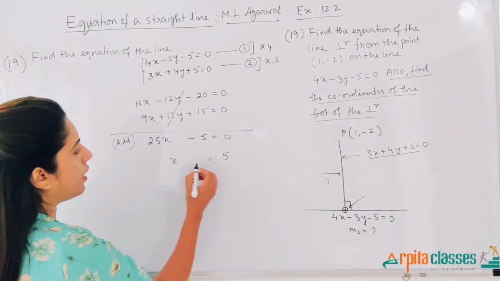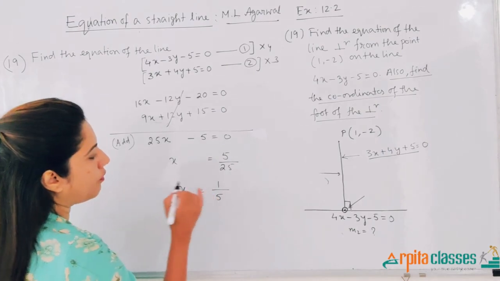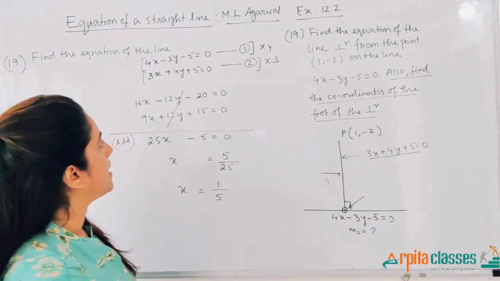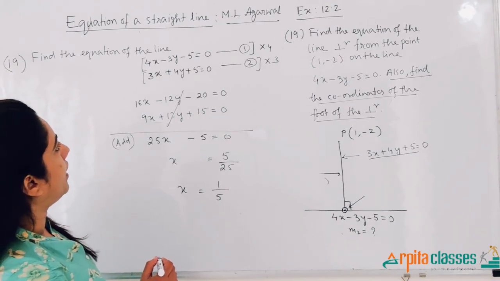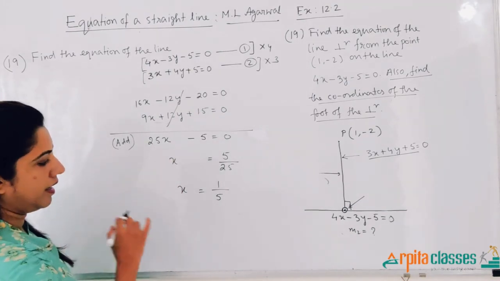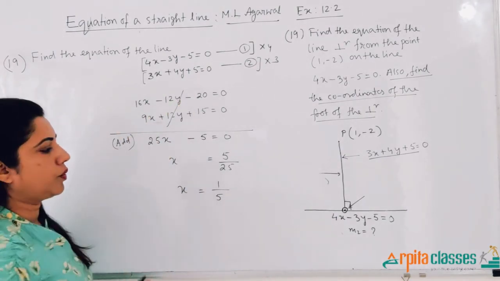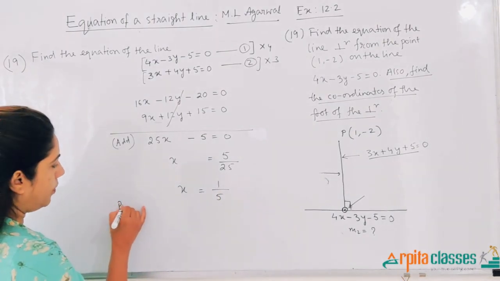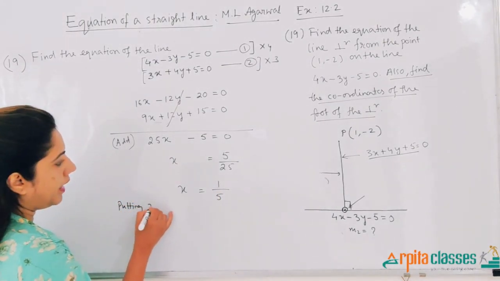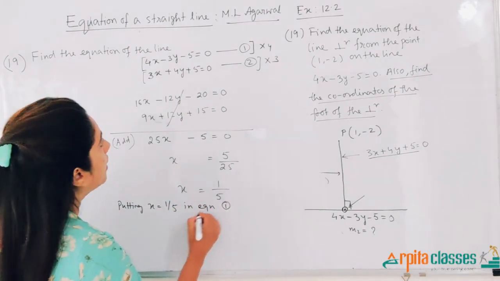So 25x is equal to 5, or x is equal to 5 upon 25, that is 1 upon 5. So we got the value of x as 1 upon 5. Correct, right? Now put the value of x in any one of the equations to get the value of y. So let us put x is equal to 1 upon 5 in equation 1.